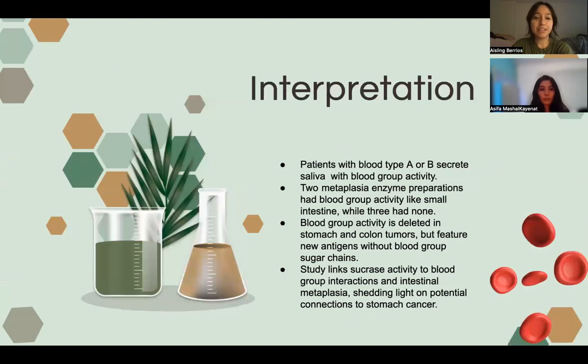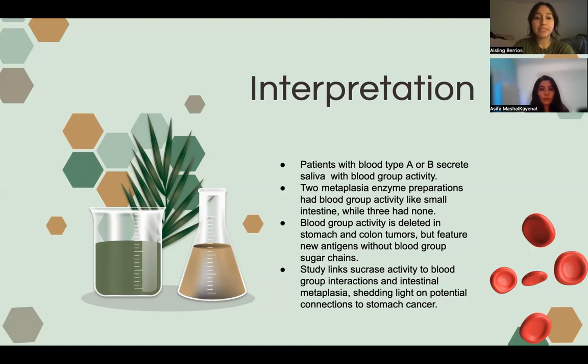So, in summary of all that information we just told you, this is what it means. All patients of blood type A or B were found to secrete material with blood group activity. 2 of the 5 enzyme preparations from areas of intestinal metaplasia had a similar level of blood group activity to those of preparations from the small intestine, and the other 3 preparations showed no blood group activity. Despite that fact, those 3 preparations exhibited similar enzymatic properties as the small intestine sucrase.